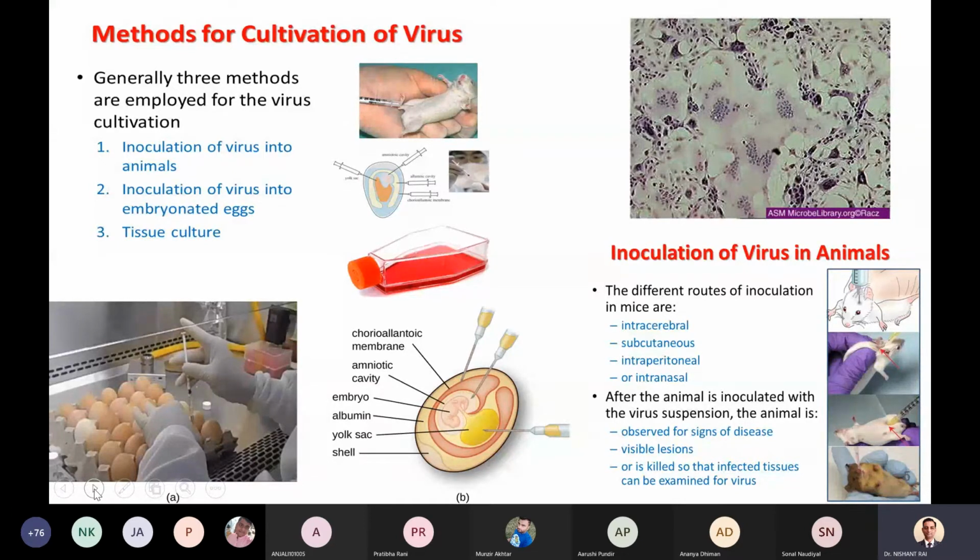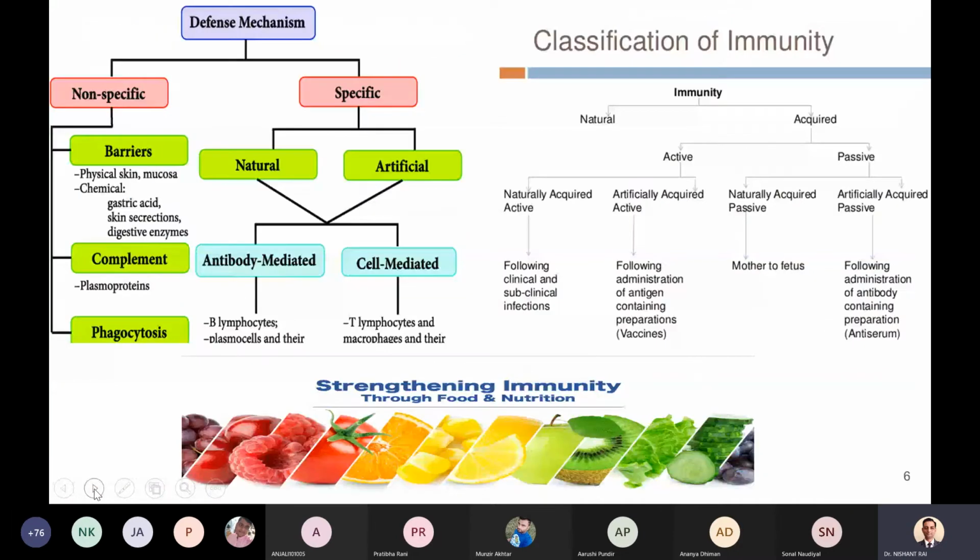It has the ability to cause disease, and what happens when they enter into the body? So when they enter into the body by different routes of entry, the body defense mechanism works, and this table is showing the body defense mechanism. Obviously the body defense mechanism works in different ways. One is non-specific and another is specific.